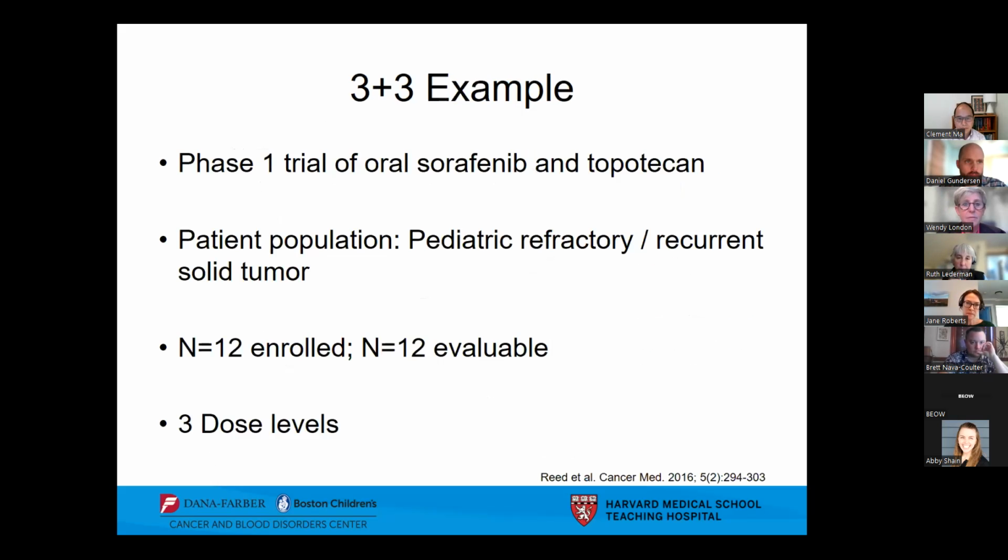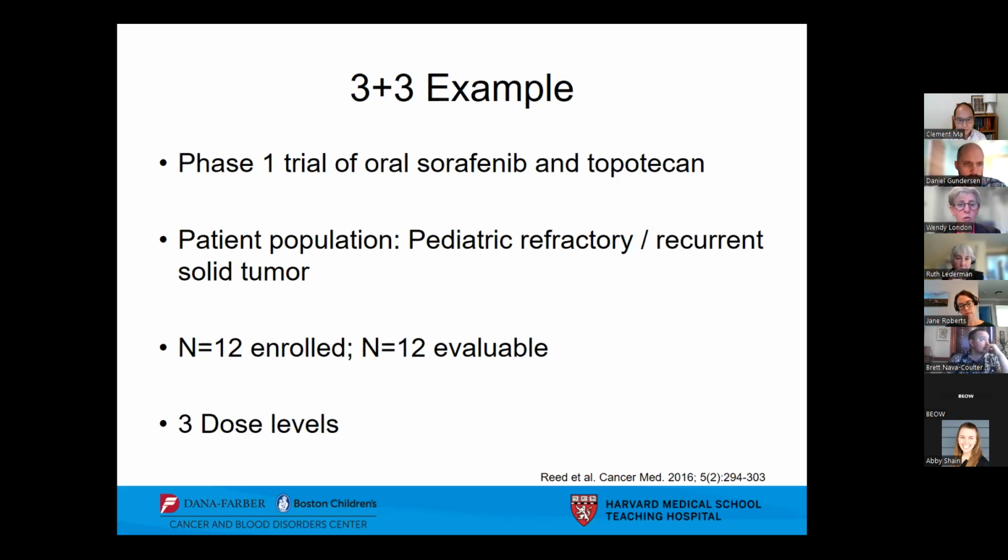Next. So let's look at an example. Most trials make use of just 1 drug, testing escalating doses in that 1 drug. In this example, we're looking at 2 drugs, and we're going to alternate which drug is escalated. This is a trial conducted by Reed, as published in Cancer Medicine in 2016. The patients were children with refractory recurrent solid tumors.